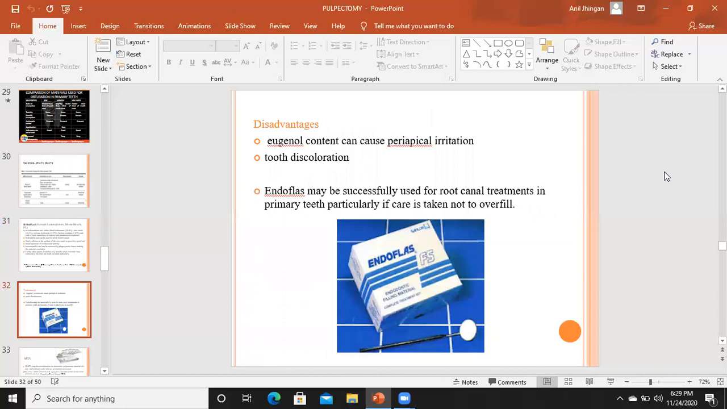The disadvantages include that the eugenol contained can cause periapical irritation, and discoloration can happen. Endoflas may be successfully used for root canal treatments in primary teeth, particularly if care is taken not to overfill. It is a very successful material.